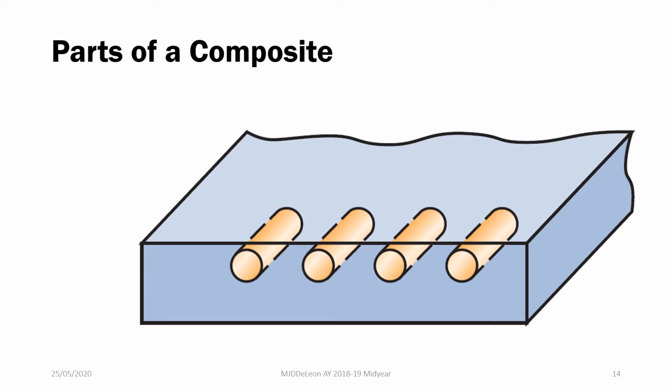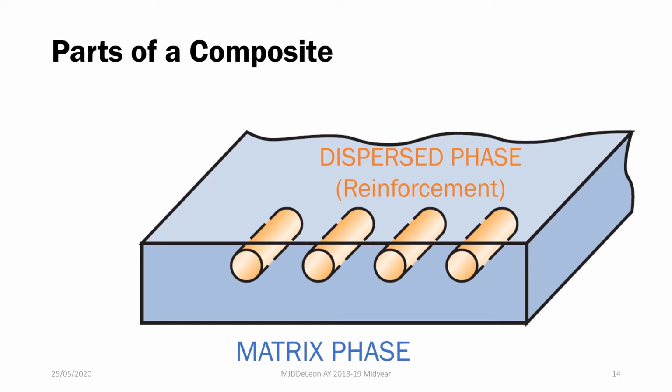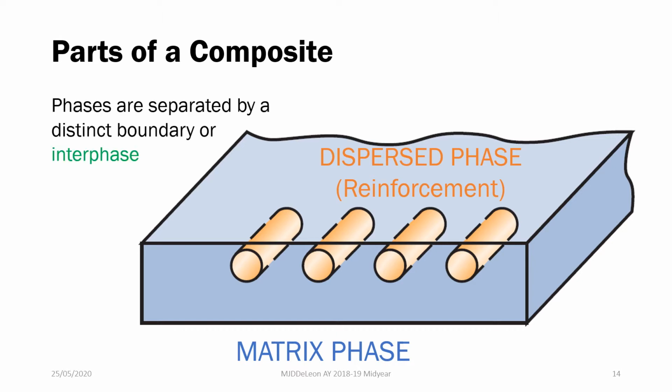So now let's look at the parts of a composite. So a traditional composite has the following parts. First, you have your matrix phase. So matrix phase, ito yung tinatawag natin bulk phase. Ito yung karamihan ng material mo. Next, you have your dispersed phase. The dispersed phase, or also called as the reinforcements or fillers, these are scattered on your matrix phase. And lastly, we also consider the interface. The interface is the boundary between your matrix and your reinforcement.